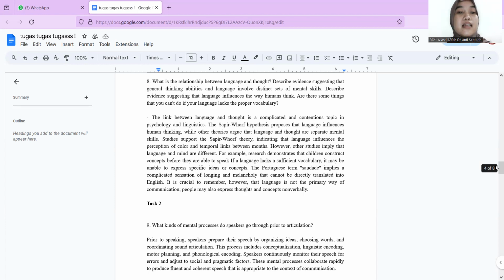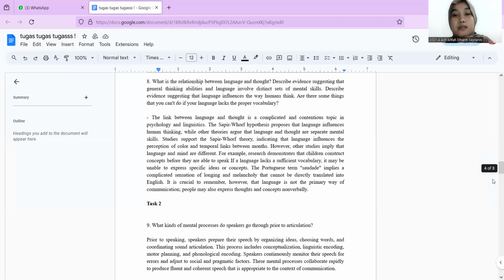So our answer is, the link between language and thought is a complicated and continuous topic in psychology and linguistics. The Sapir-Whorf hypothesis proposes that language influences human thinking, while other theories argue that language and thought are separate mental skills. Studies support the Sapir-Whorf theory, indicating that language influences the perception of color and of time between moments. However, other studies imply that language and mind are different.